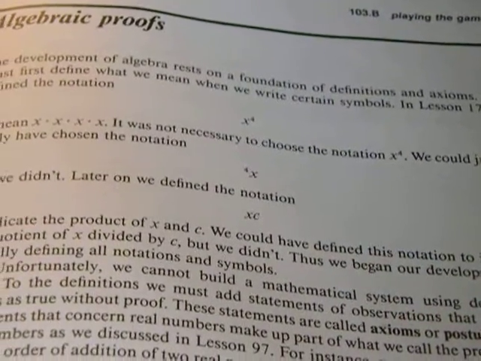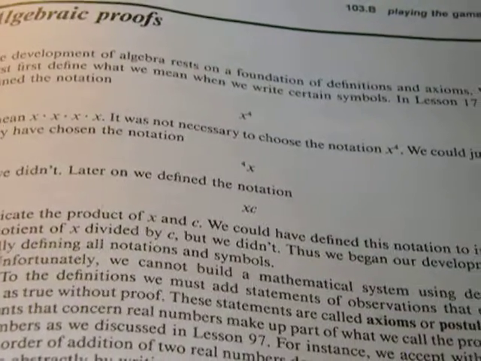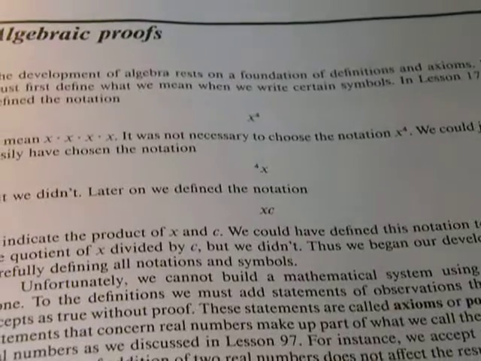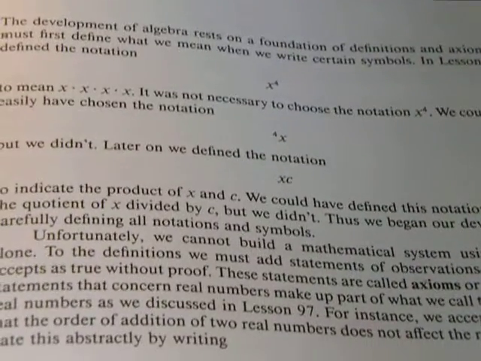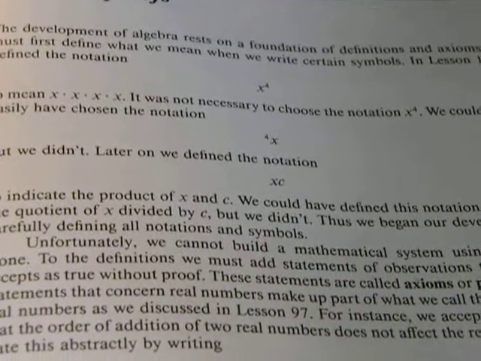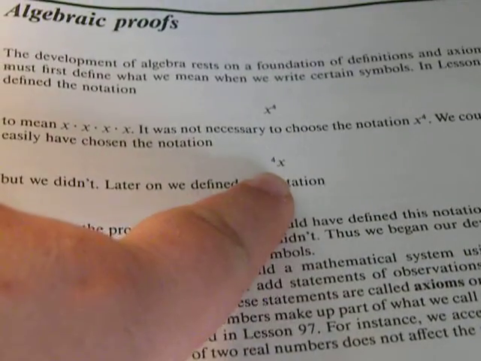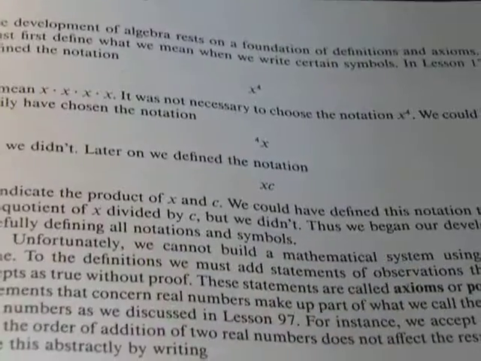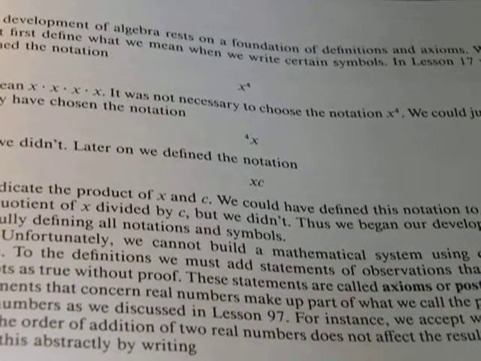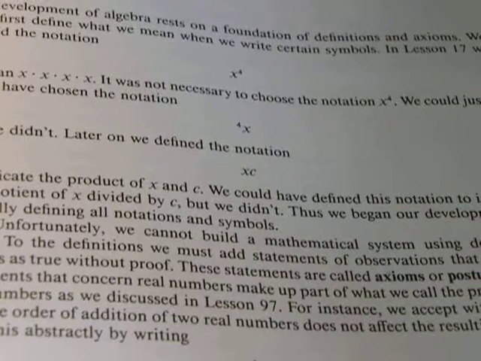Okay, so this is lesson 103, algebraic proofs. For algebra 1, it starts out talking about notation, that we use x to the fourth for notation, and we know that it means x times x times x times x. And it's not necessary to choose this notation, it's already chosen for us. We could just as well have written it as for an x, but we didn't. We just accept the definition.